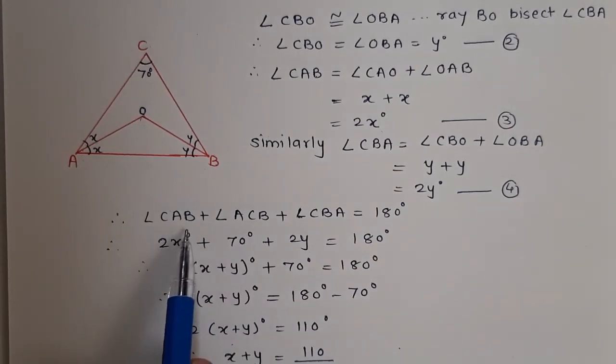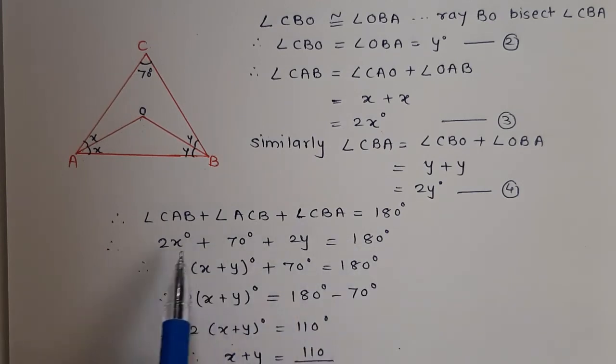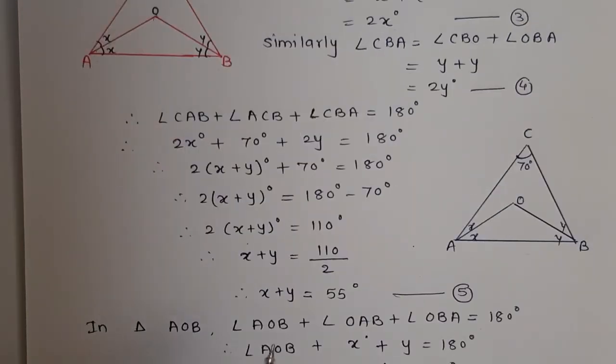So instead of those angles we put their values: 2x plus 70 plus 2y equals 180. Now here in 2x and 2y, 2 is common, so 2 in bracket x plus y, plus 70 equals 180. Then 2 in bracket x plus y equals 180 minus 70. So 2 times x plus y equals 110. Therefore, x plus y equals 110 divided by 2, that is x plus y equals 55 degrees. This is our fifth equation.